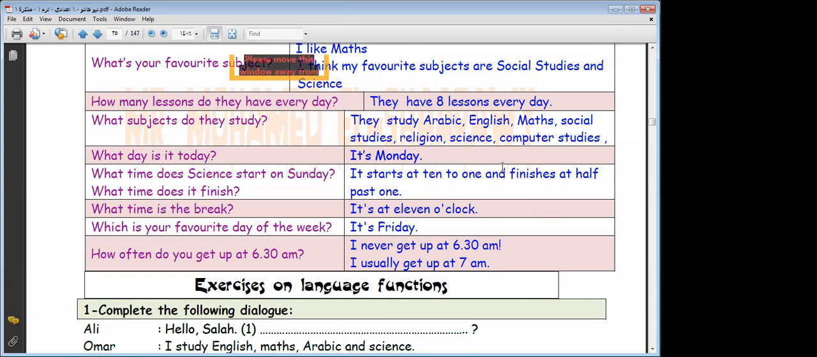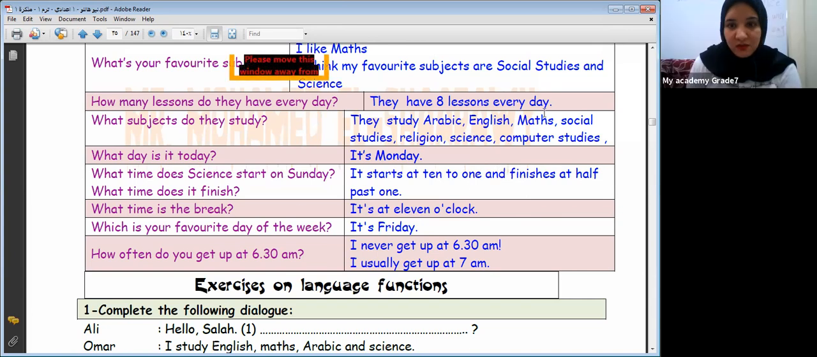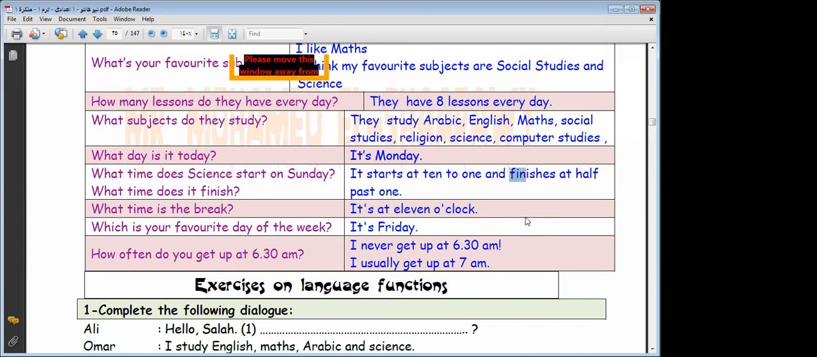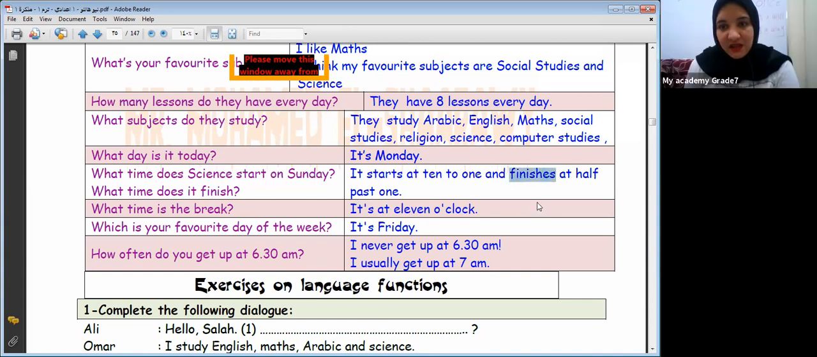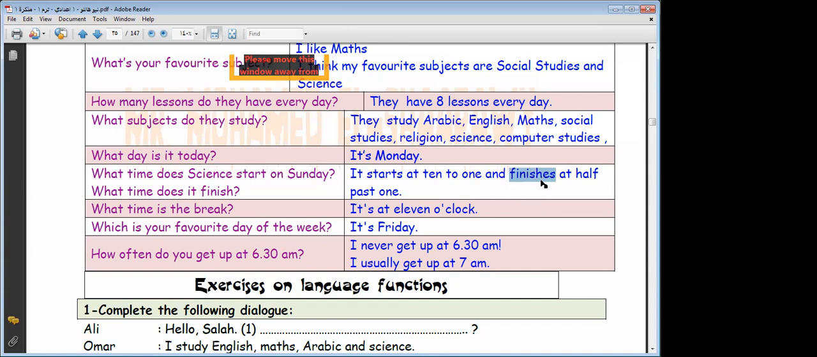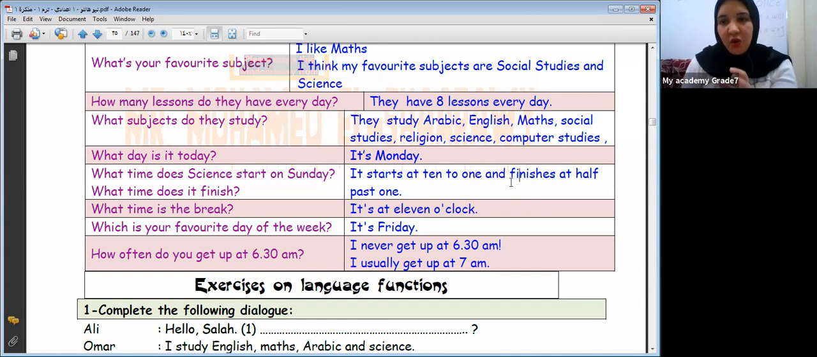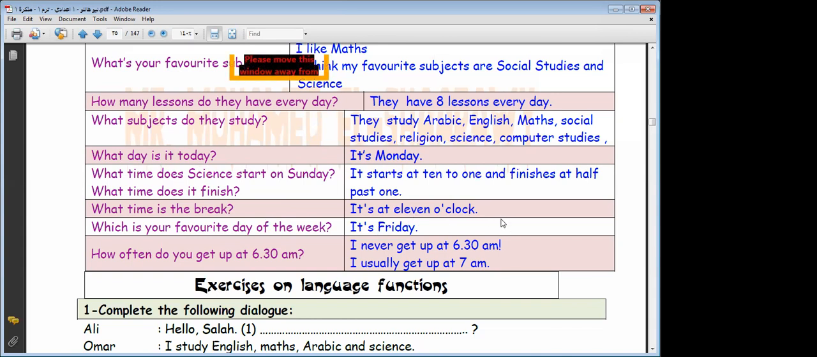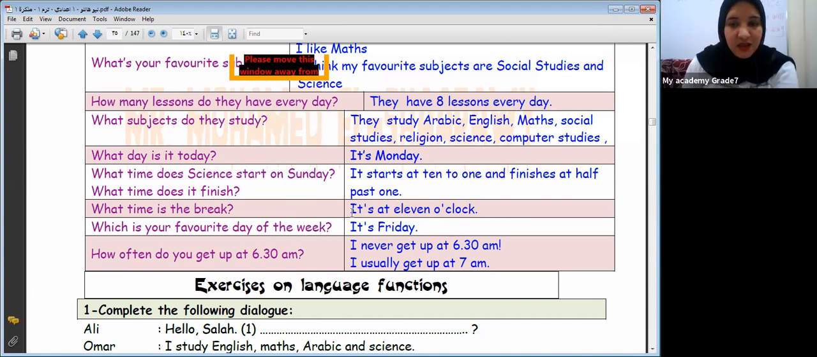Okay, Miss? Can you ask me? Yes, sure. But let's put some notice. Do you notice finishes here? I add ES as the verb ends with SH. If the verb ends with O, X, S, SS, SH, CH, I add ES. Okay, I'm gonna ask you now. What time is the break? After this lesson, it's at 11 o'clock. So the break is at 11 o'clock.